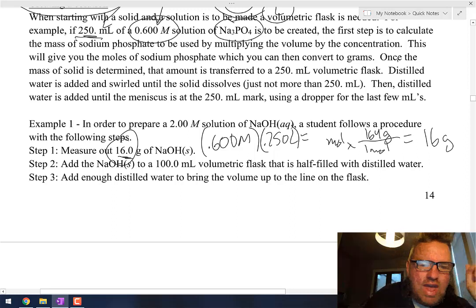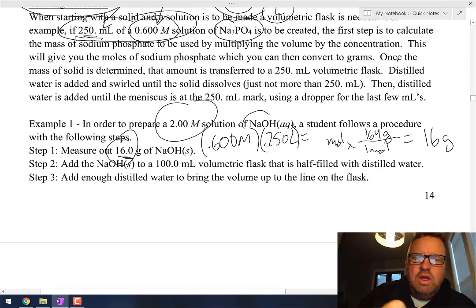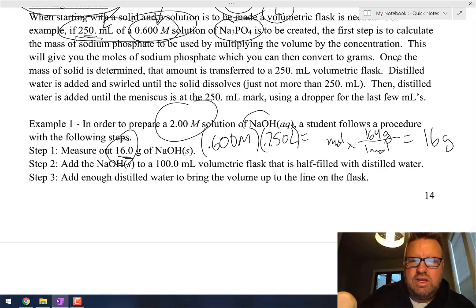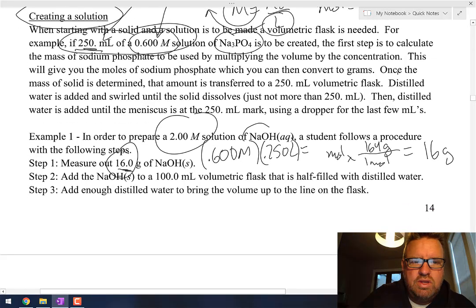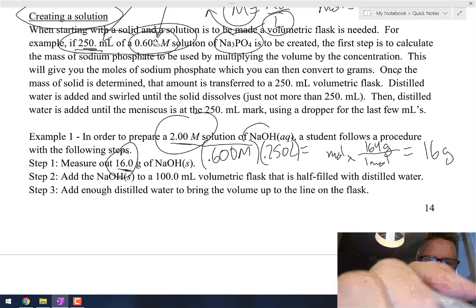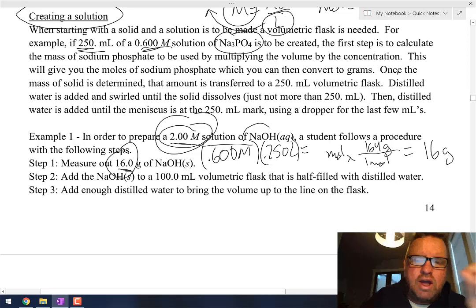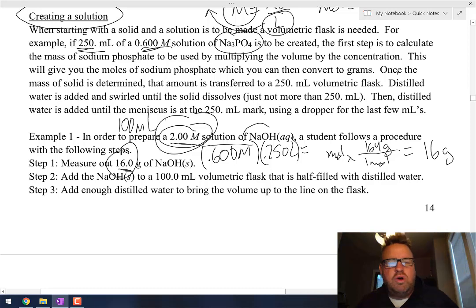So, and then you add that, oh, I'm sorry, it's NaOH. Sorry, I'm still reading this part up here, but then it says down here. So, really, let's see. I'm not sure why I switched there. So, in order to prepare a 2 molar solution of NaOH, and again, I don't say how much. They really need to say, like up here, I did say a 0.600 molar of and 250 milliliters. So here, I really need to say, you can't just say a 2 molar solution. It really needs to say 100 milliliters of a 2 molar solution.